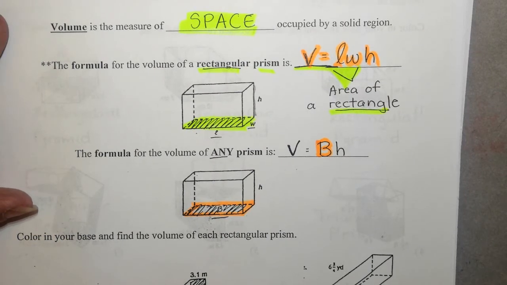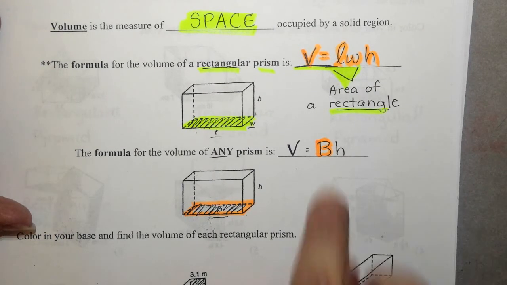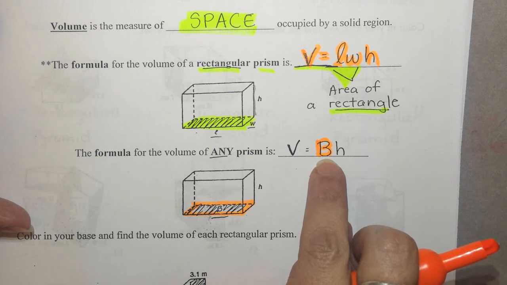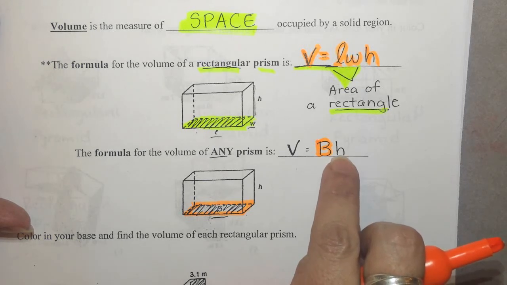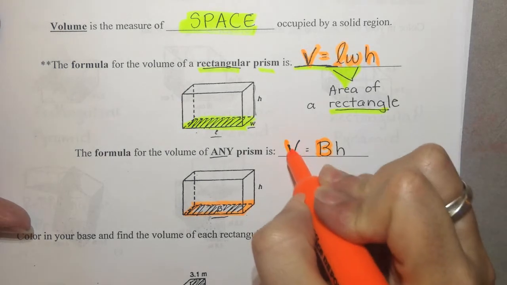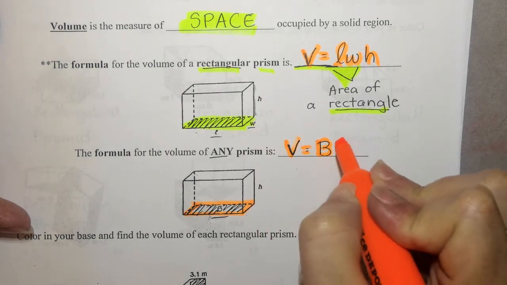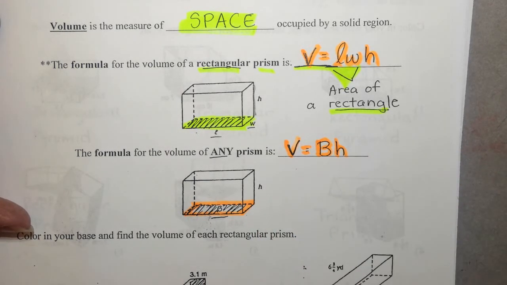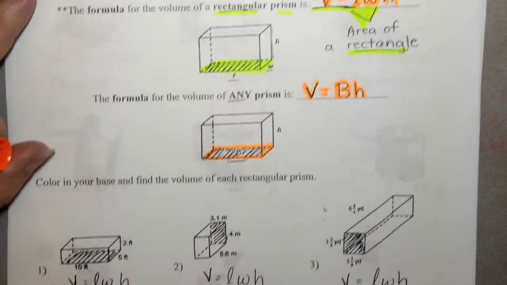So the formula for the volume of any prism is take the base, whatever the area of the base is, multiply it times the height, and you get the volume. So it's V equals big B, little h. Now, what it is down here.